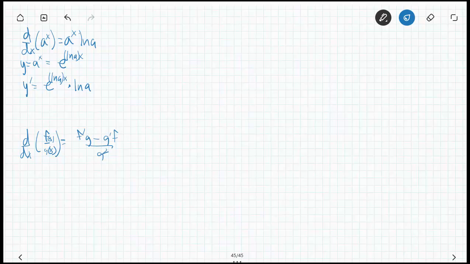So e to the natural log of a times x, remember, this times x is all in the exponent of e, simply reverts back to a to the x times the natural log of a. I'm done. All right, now let's do this guy.